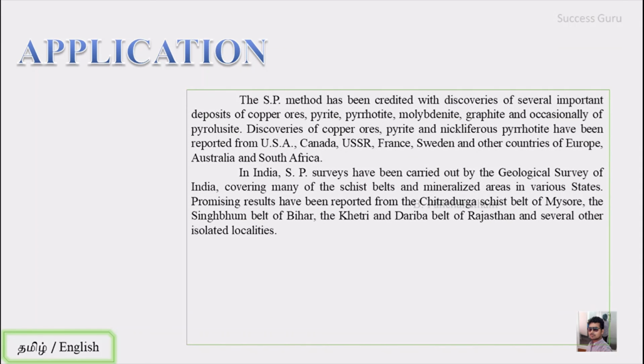So in India, the SP survey has been carried out by the Geological Survey of India that covers many of the schist belts of mineralized area in various states. Promising results have been reported from the Chitradurga schist belt of Mysore, the Singhbhum belt of Bihar, the Khetri and Daribo belt of Rajasthan, and several other isolated locations.